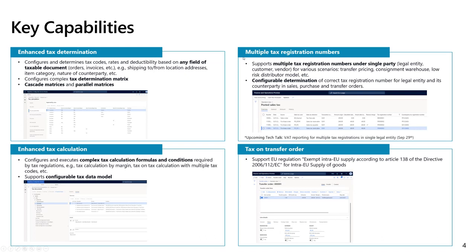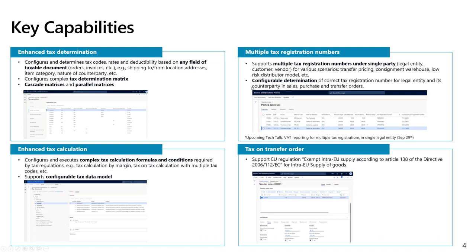And the third key feature is multiple tax registration numbers. This is the top voted idea in the tax category in the Idea Portal. You may know we already have over, I think, 150 votes there. So this idea and this feature is available in tax calculation service. So first, we enable you to maintain multiple tax registration numbers under one single party. Party here means your legal entity and your counterparty, like a customer and a vendor. Now you can maintain multiple VAT numbers under those parties.